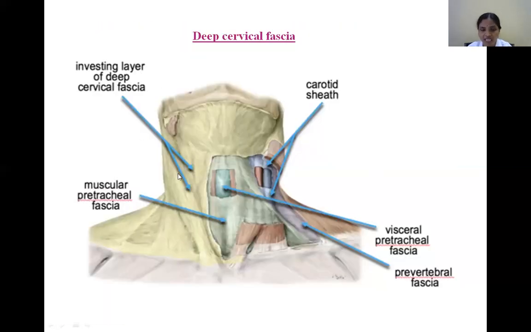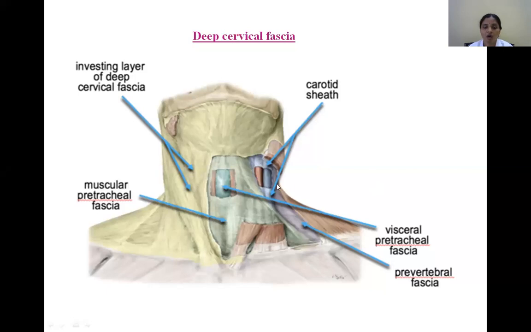And this investing layer, just beyond the sternocleidomastoid, gives two fascial processes. One is the visceral layer, otherwise called the pretracheal fascia. Here it is forming an enclosure for the viscera present in the neck. Whereas the prevertebral fascia forms a fascial covering over the muscles in front of the vertebra and on either side of the vertebra, meaning the prevertebral and paravertebral muscles. That's why the name given to this is the prevertebral fascia.